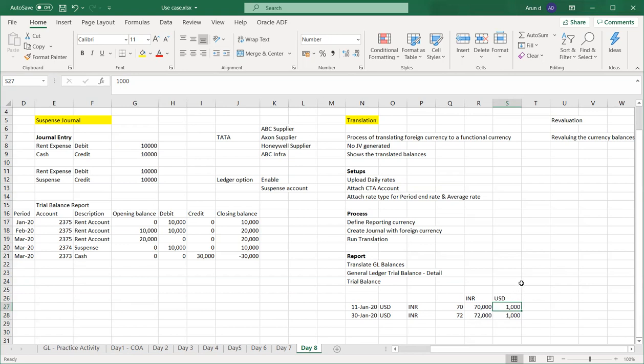Based on this, the system will calculate the gain or loss. Calculating the gain or loss will be part of the revaluation process. In this case, the 2,000 we are getting is basically the difference, whether positive or negative. It will be stored under an account called cumulative translation adjustment.